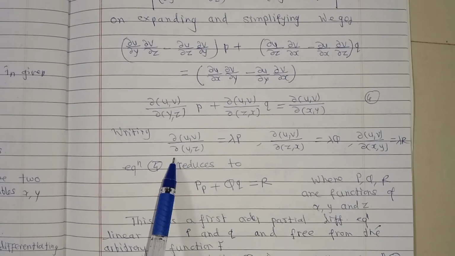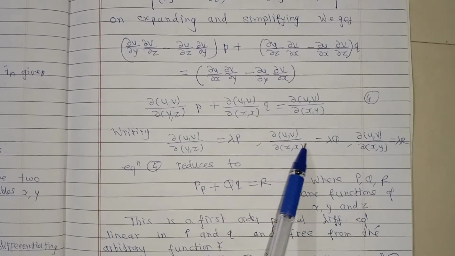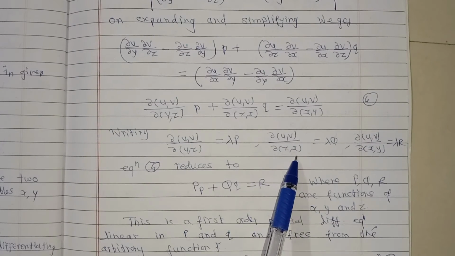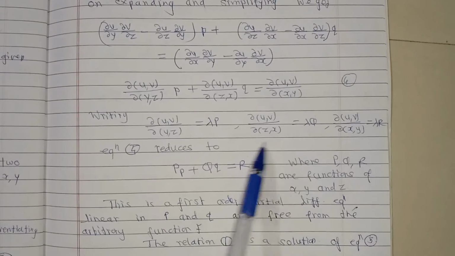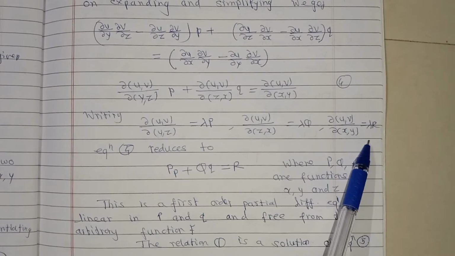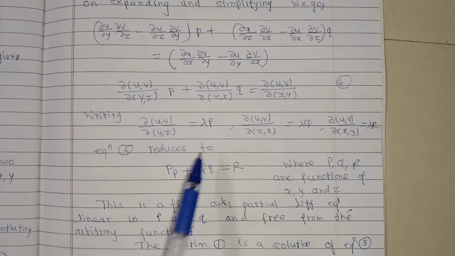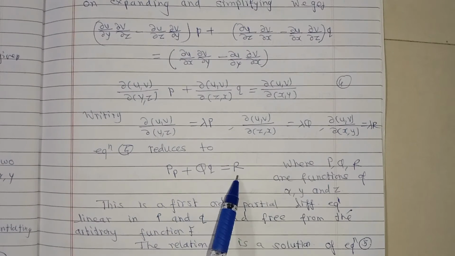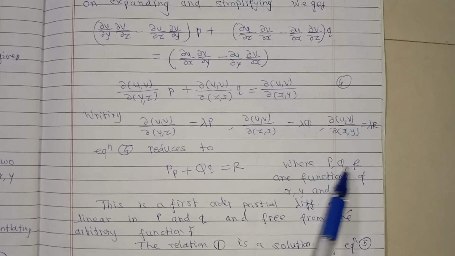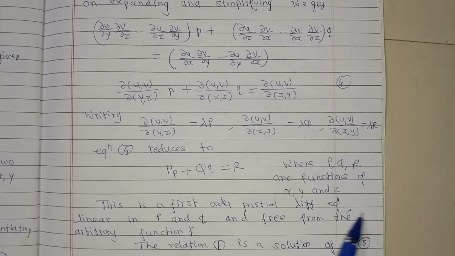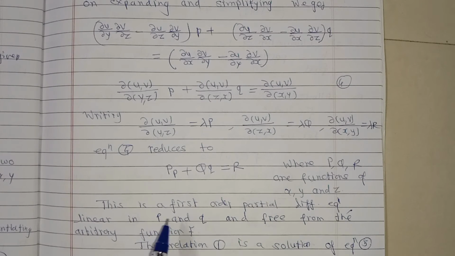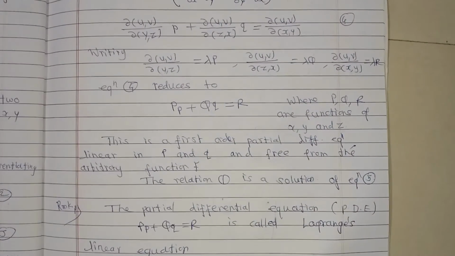Writing ∂(u,v)/∂(y,z) = P, ∂(u,v)/∂(z,x) = Q and ∂(u,v)/∂(x,y) = R, equation 4 reduces to Pp + Qq = R, where P, Q, R are functions of x, y and z. This is a first order partial differential equation which is linear in p and q and free from the arbitrary function f. The relation 1 is a solution of equation 5.